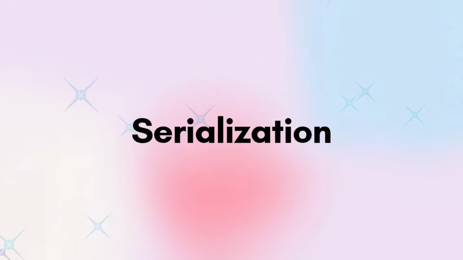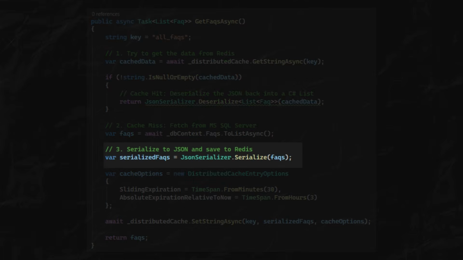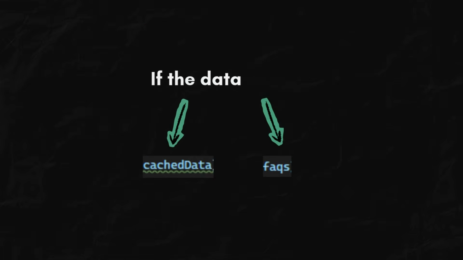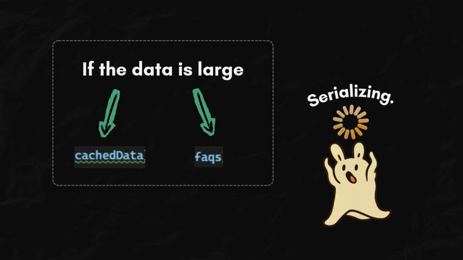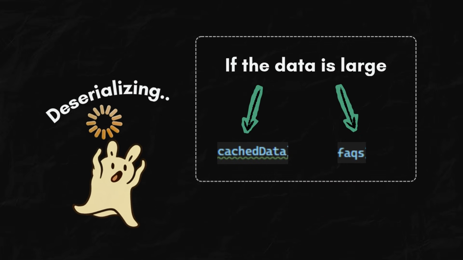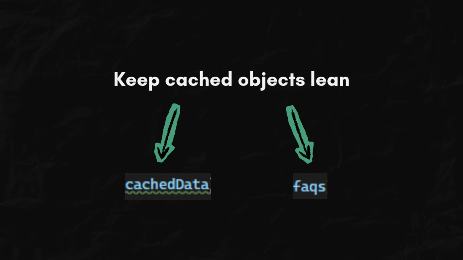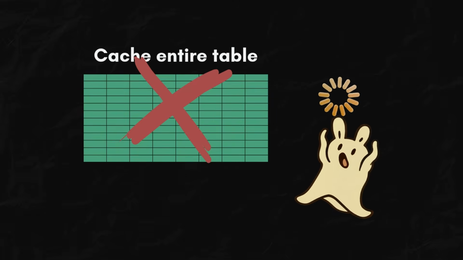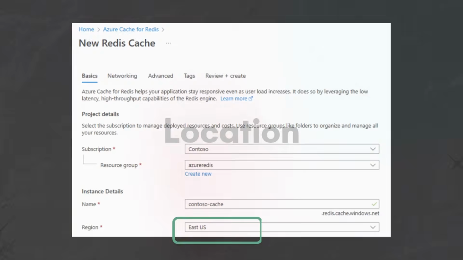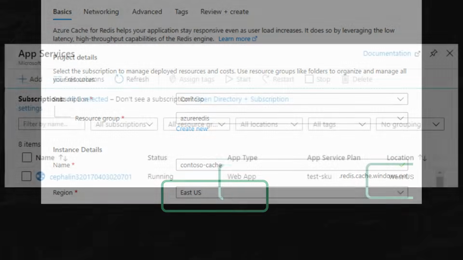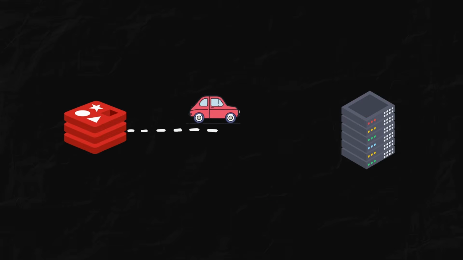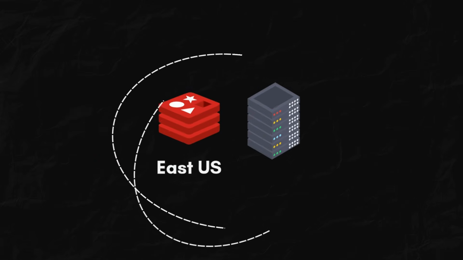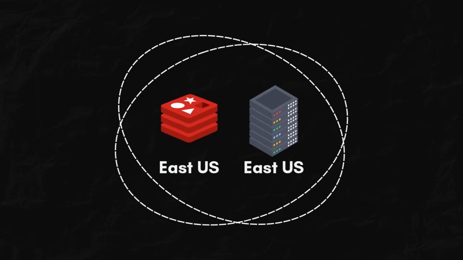First, serialization. Redis requires serialization and deserialization. If you try to cache a massive object, the CPU might spend more time translating it than just fetching from the database. So, keep cached objects lean, paginate lists instead of caching the entire table. Second, location. If your Redis is in East US and your web app is in West US, every request is like a cross-country road trip, adding extra time.